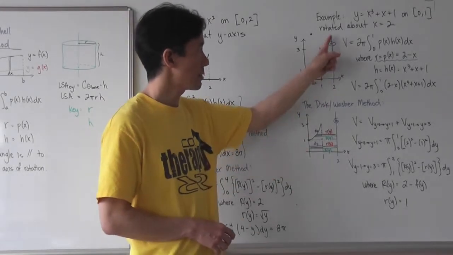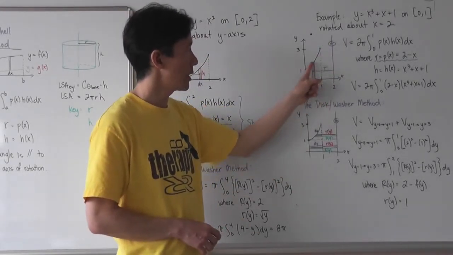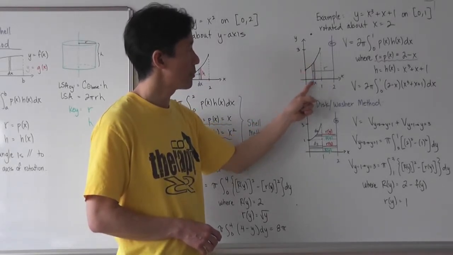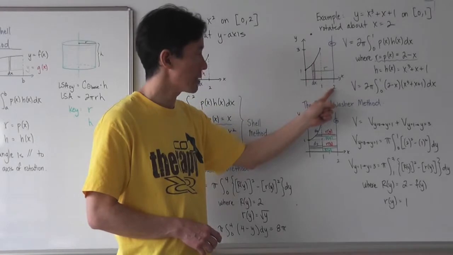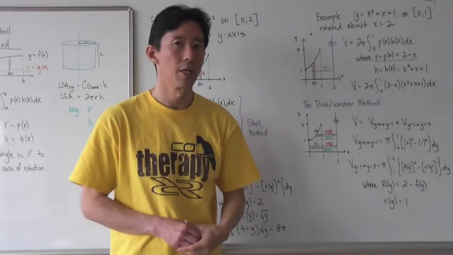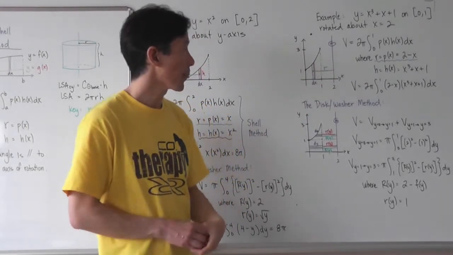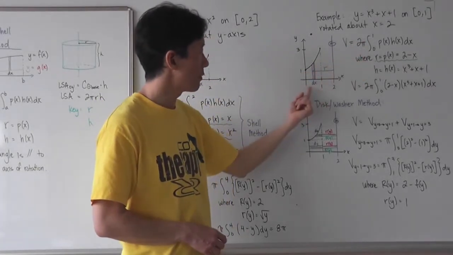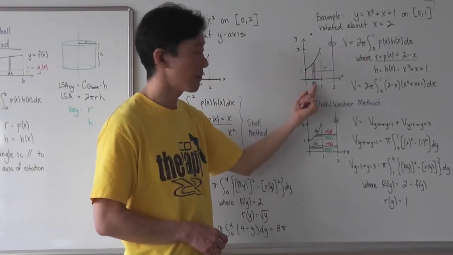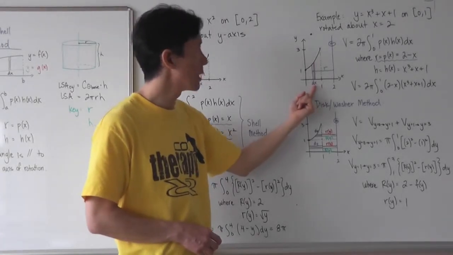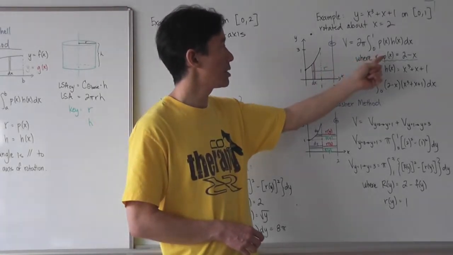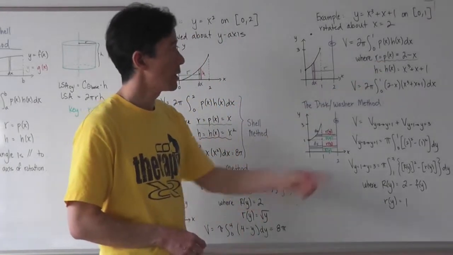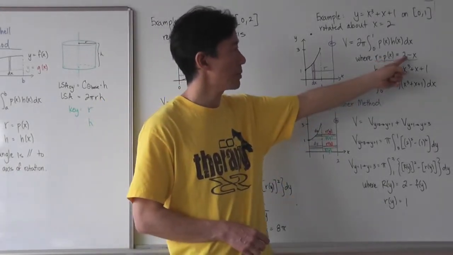Now, since our axis of rotation is this, and I wanted to use d of x, what I'm going to do is make the rectangle parallel to that axis of rotation, and therefore I have to use the shell method. So V is going to be equal to 2 pi times the integral from 0 to 1, because our variable of integration is x. And therefore I need to determine what r and h are in terms of p of x and h of x. Now, p of x is just going to be 2 minus x.